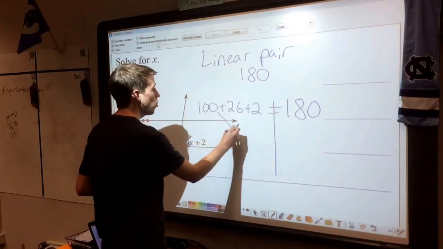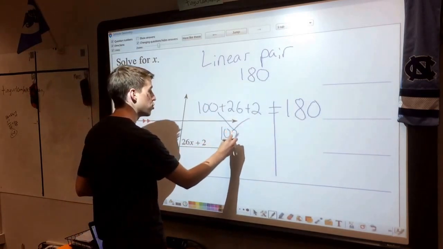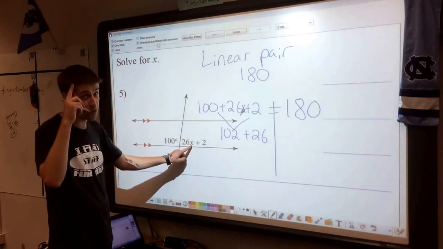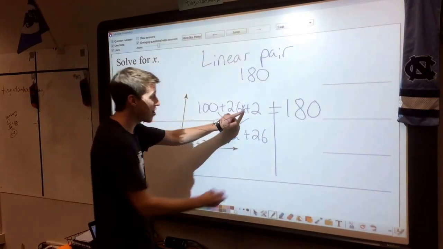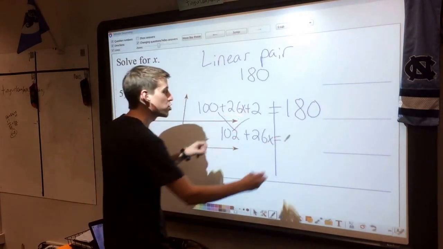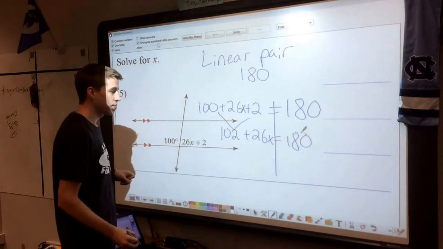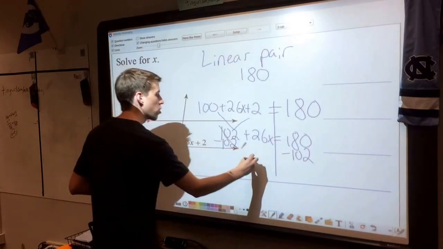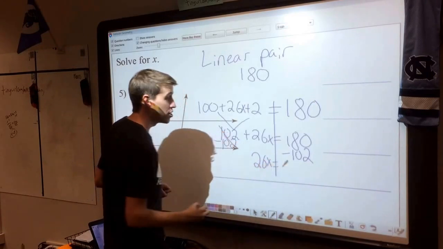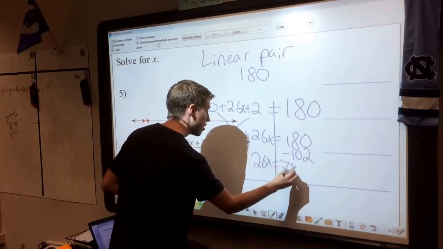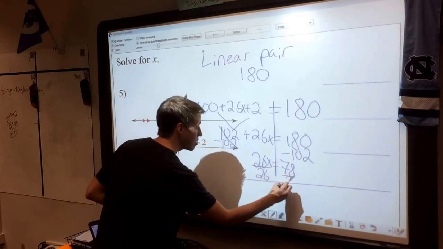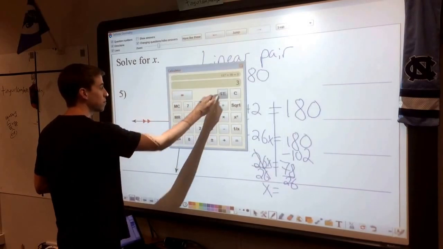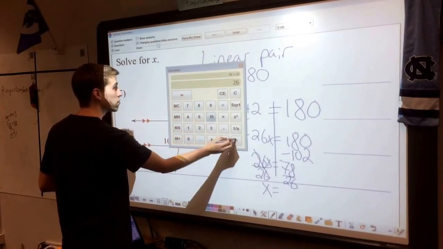All right. We'll need to combine our like terms to get 102 plus 26. Oh, I forgot my x. I hope you realize I made a mistake there. Don't forget your x there, guys. 26x is equal to 180. Subtract the 102, subtract the 102. We're left with 26x is equal to 78. And finally, we will divide each side by 26. And we will end up with x is equal to 3.